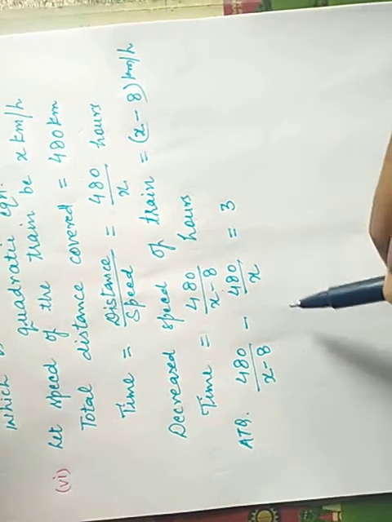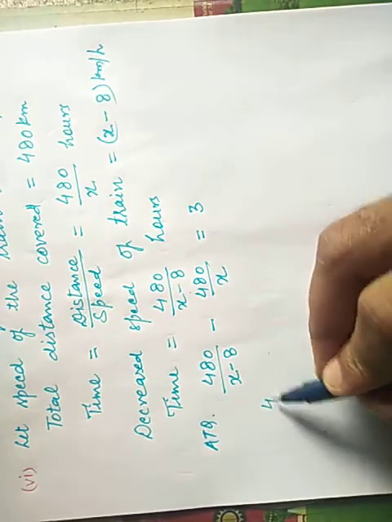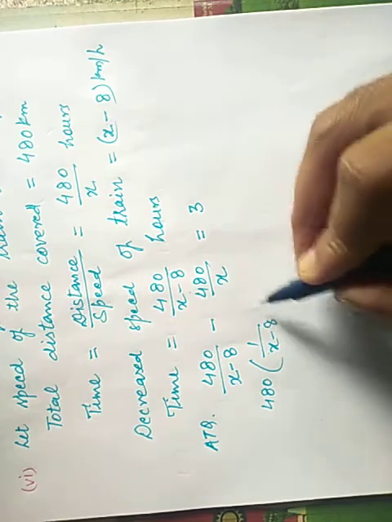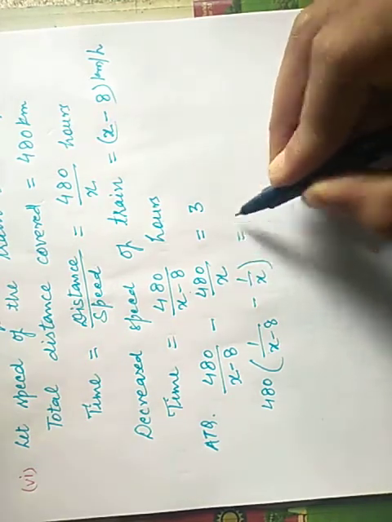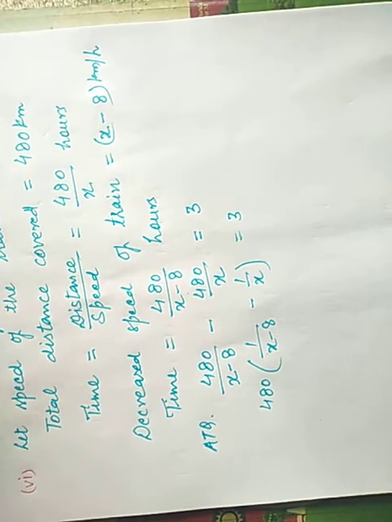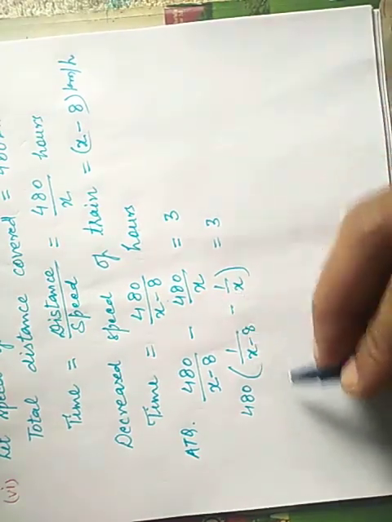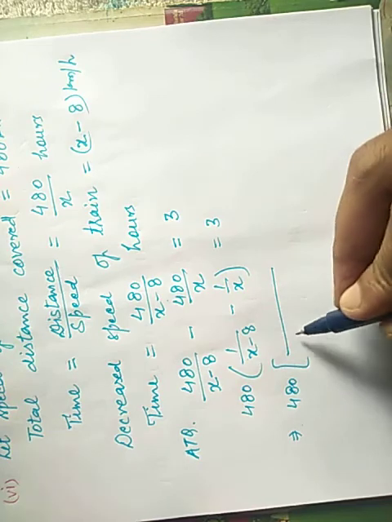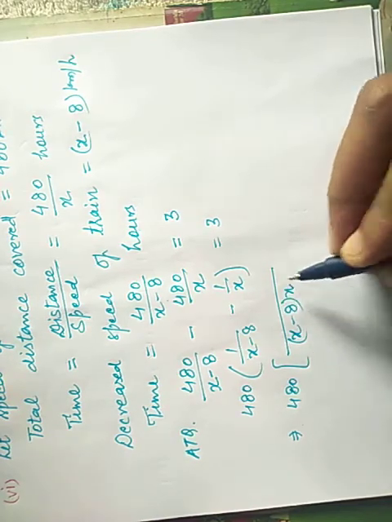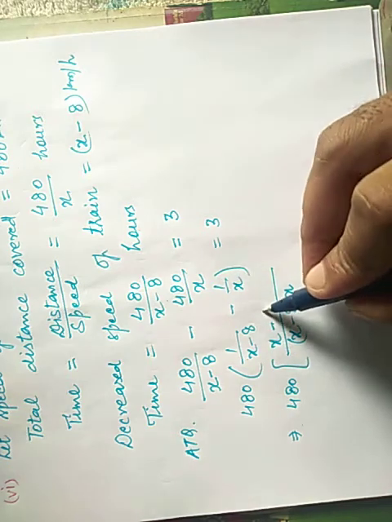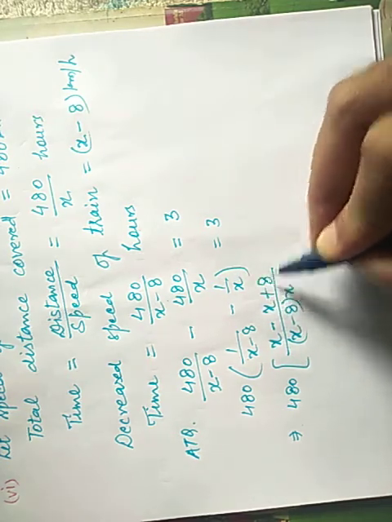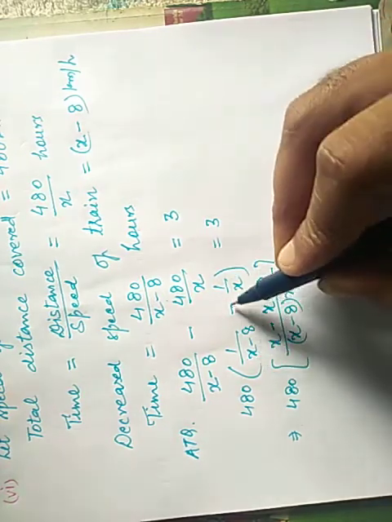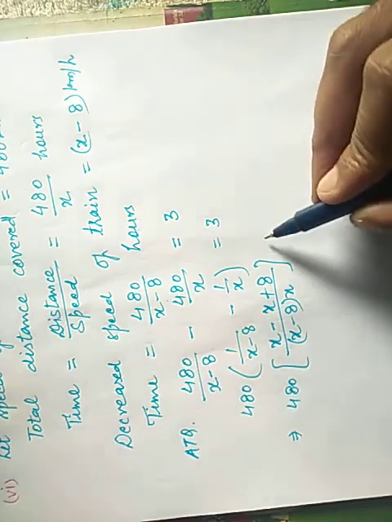So we have to simply solve it. We can take 480 common. 480 into 1 upon x minus 8 minus 1 upon x is equal to 3. Right. Now we will calculate inside the bracket. It will be x minus (x minus 8) upon x into x minus 8. How did x plus 8 come here? Because the minus was 1, minus 1 multiplied by x minus 8 gives minus x, and minus minus gives plus 8. Okay, is equal to 3.